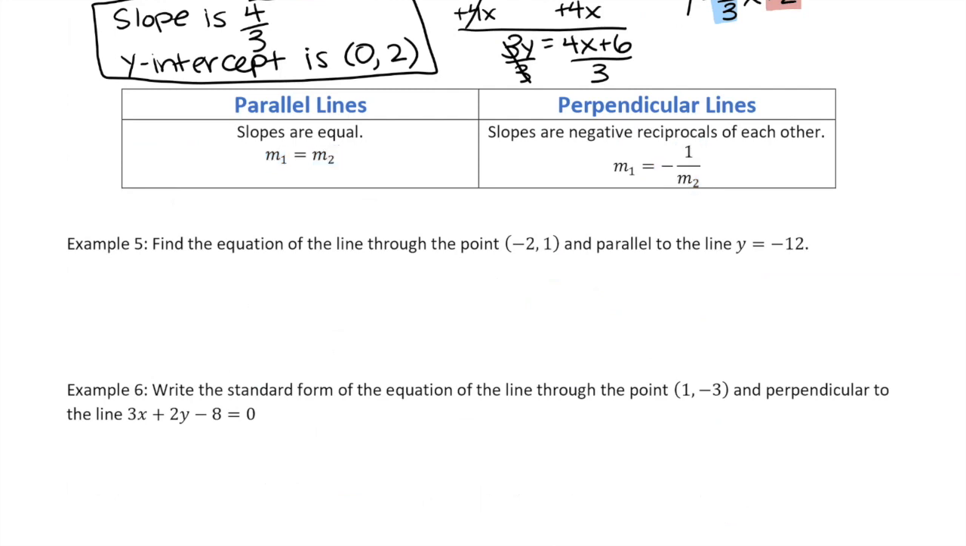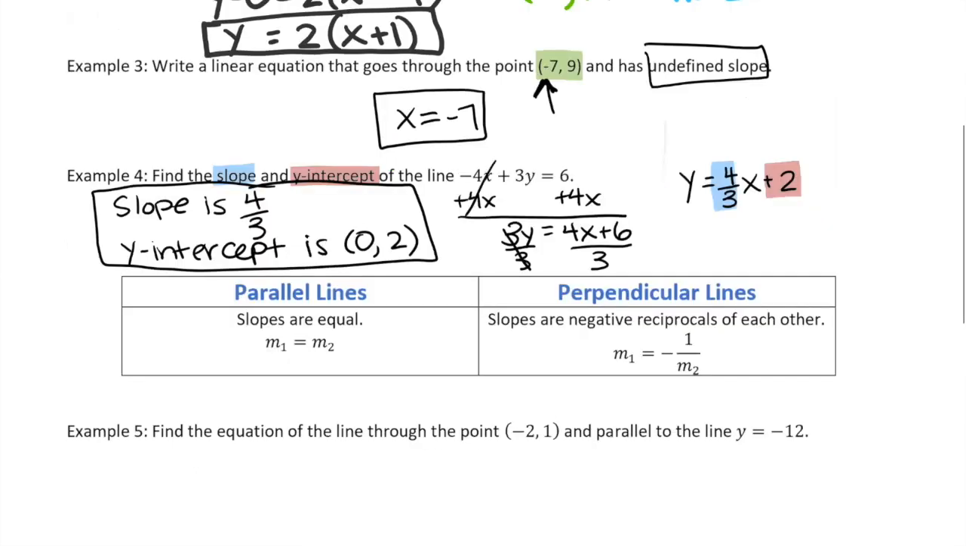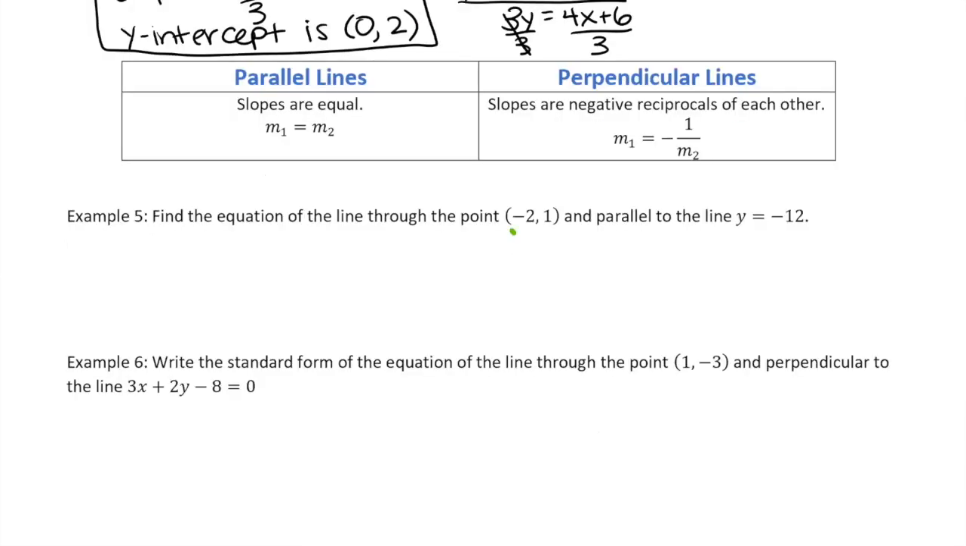Okay, so let's do a couple examples here. Example 5: find the equation of the line through the point (-2, 1). Again, this is not specifically the y-intercept. It is some other generic point. I'm going to put that in green, like my x1, y1 point. So here's my generic point here.